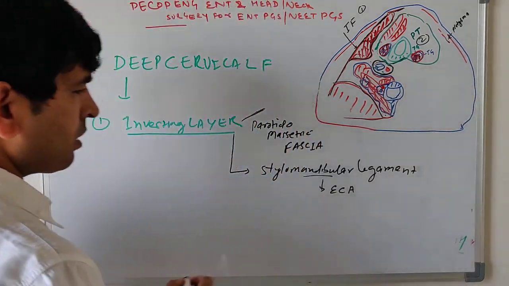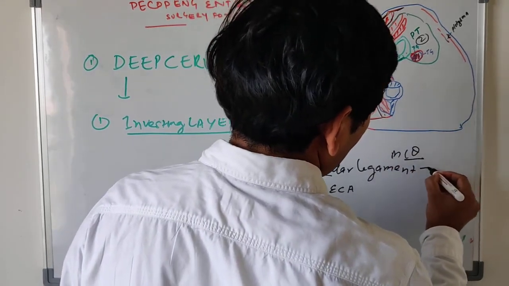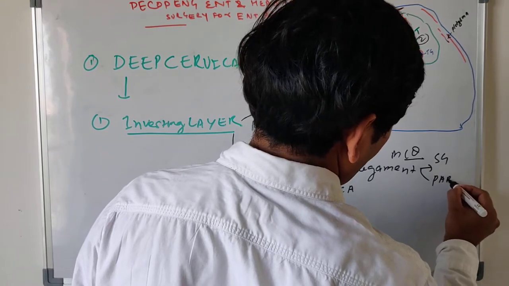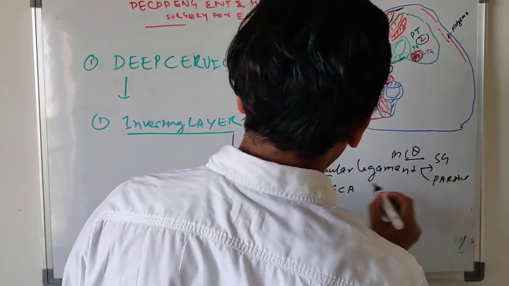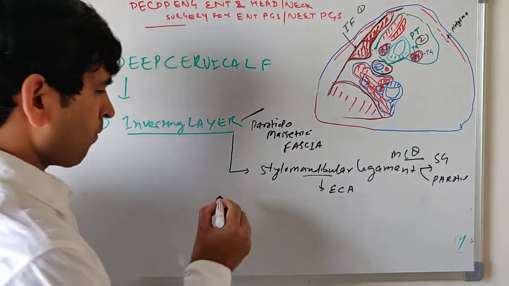Also, you have to remember this point. This is a very common MCQ. This ligament divides the submandibular gland from the parotid gland. It extends from the styloid process to the inner side of the mandible.